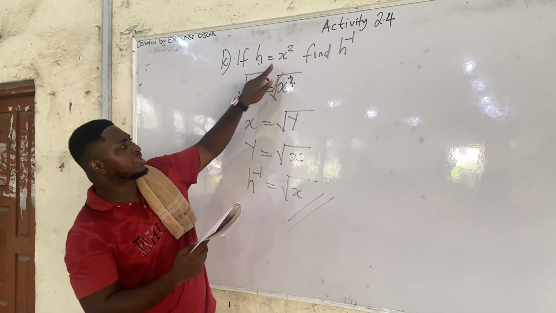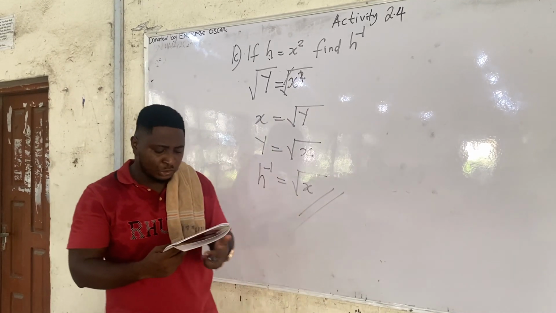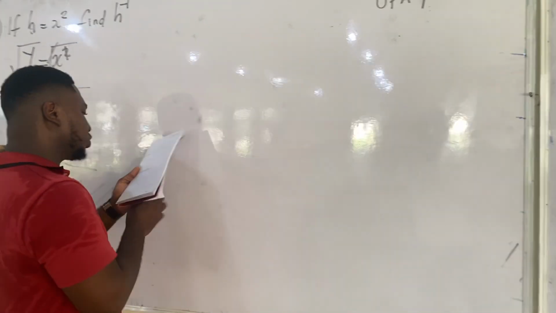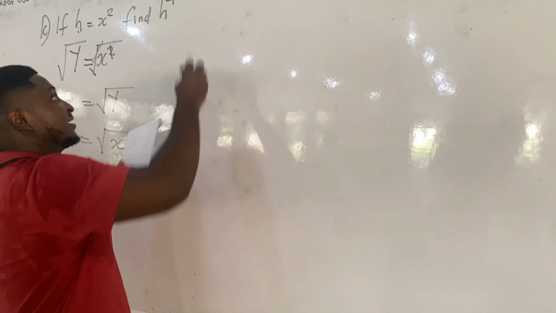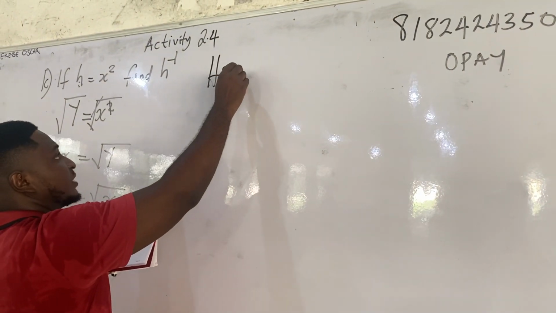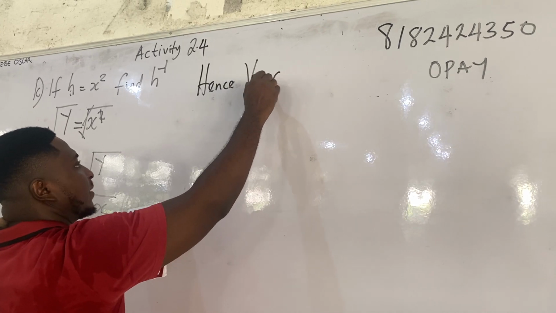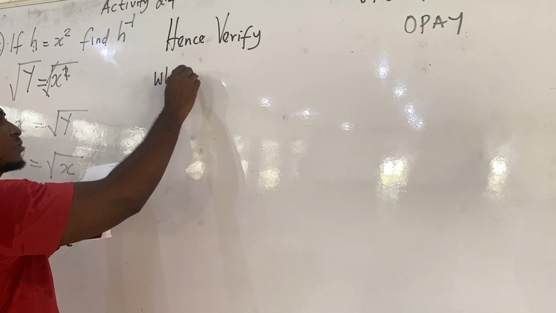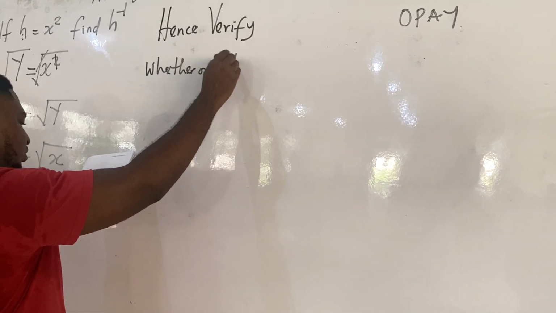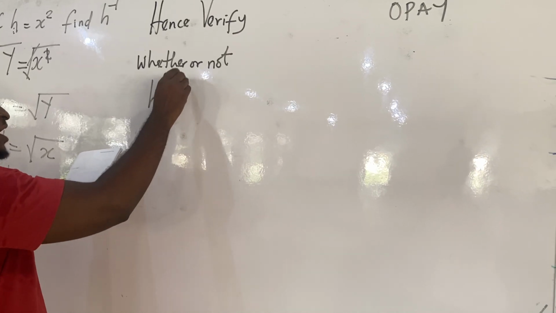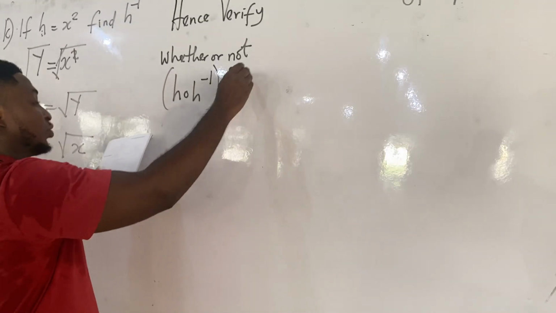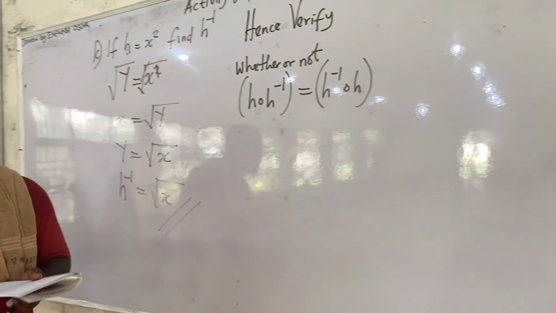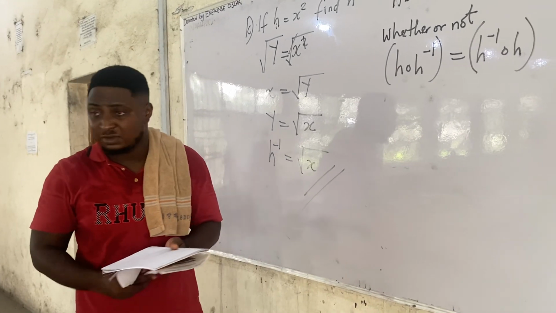It said if h is x squared, we should find h raised to power minus 1. Let's continue to the continuation of that question. He then continued and said we should verify, hence verify whether or not h of h inverse is equal to h inverse of h. Class, anytime you say whether or not, it means that it might not be the truth. It might be true, it might be false.